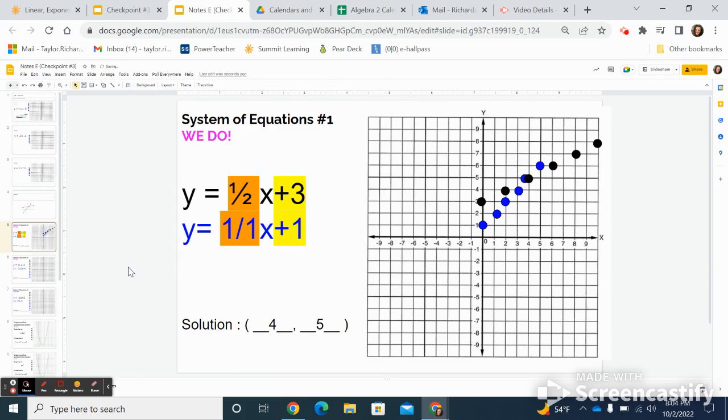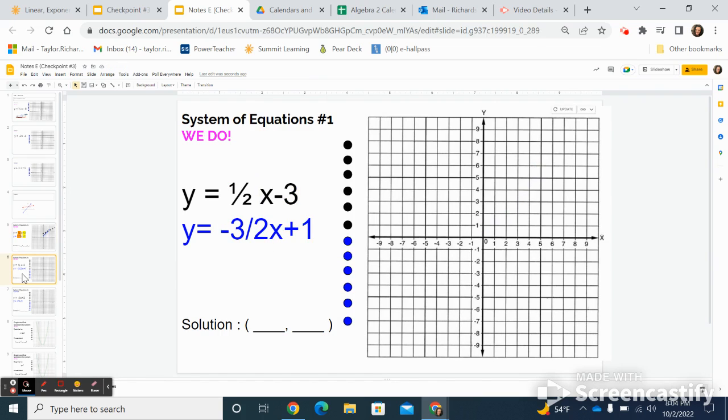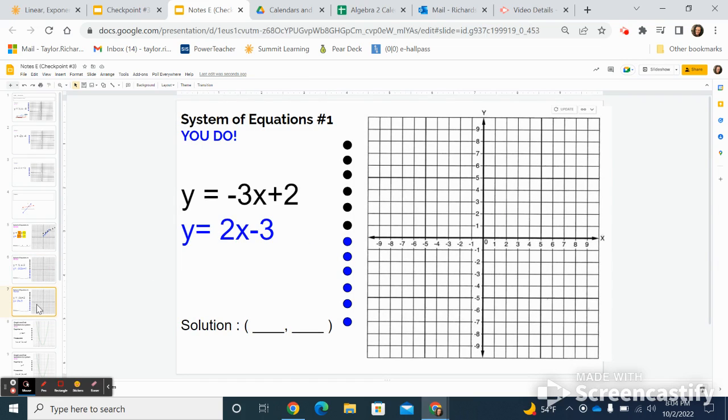And that's essentially our objective, is graphing 2 lines and seeing where they cross. So as you go on to slides 6 and 7, it's the same thing. You're graphing 2 lines and you're seeing where they cross.